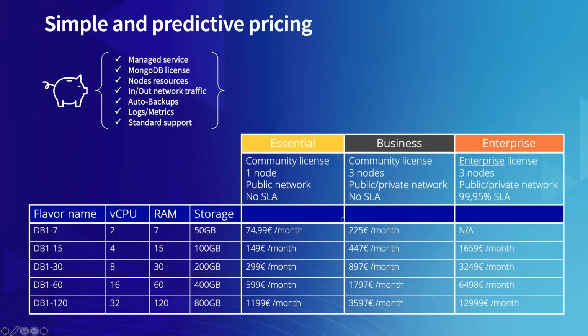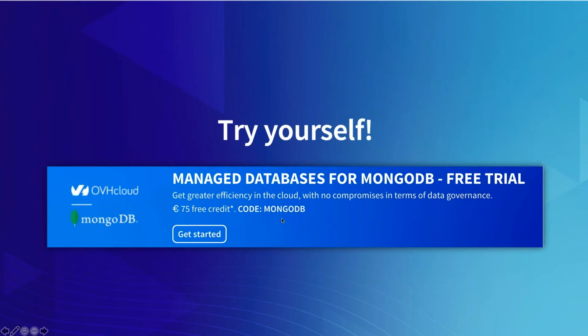If you want to try it yourself, you can in the control panel for sure. And if you want to use it for a bit more than 1 hour, you can use a voucher called MongoDB. You go in the control panel, public cloud voucher, and you can add this voucher in the billing part, and you will be able to test the MongoDB offers for up to 75 euros.